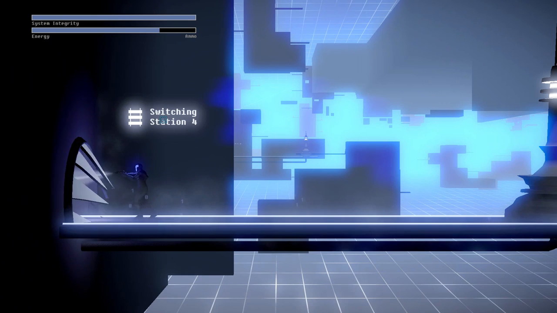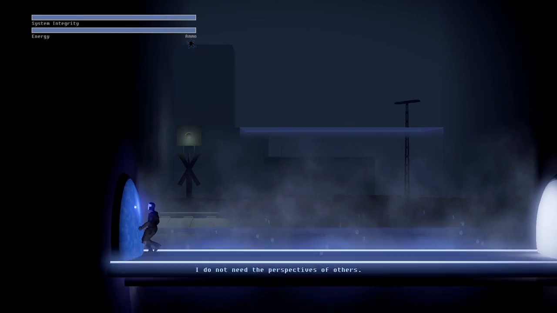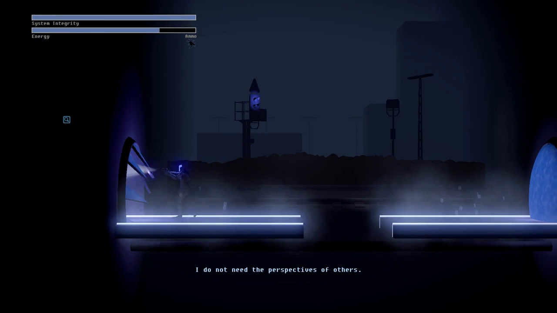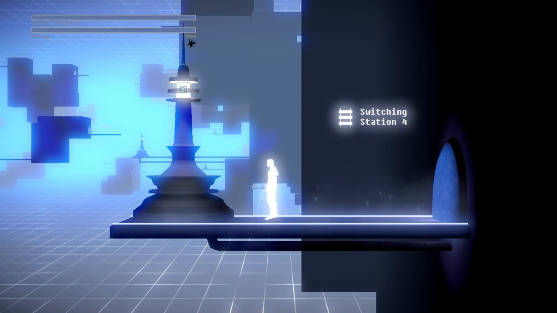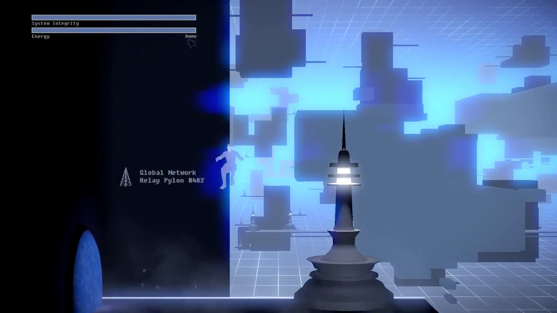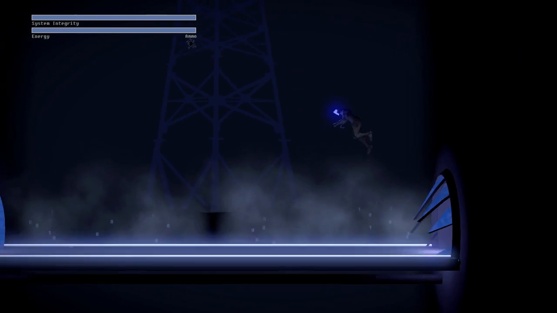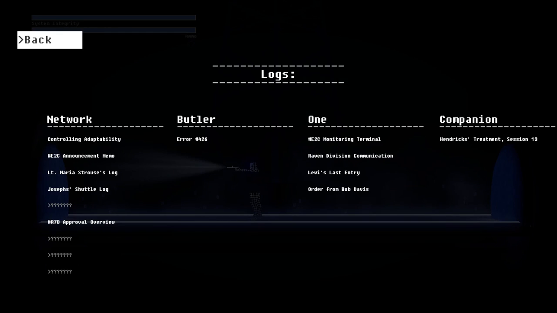Switching station 4. I need the E2C thingery now. Is that around here? Switching station 4. Global relay pylon. Where was this E2C business? I could use a map. There's no log map.